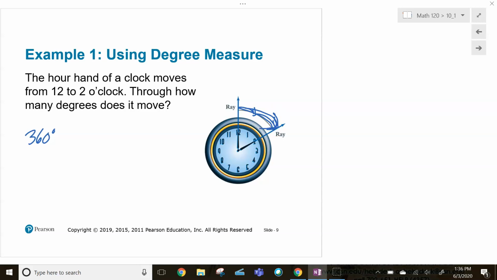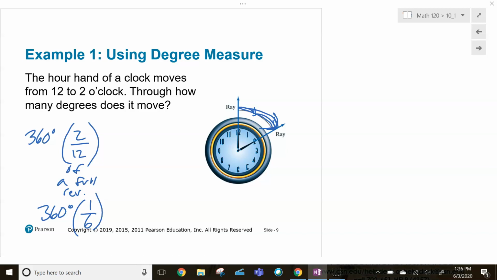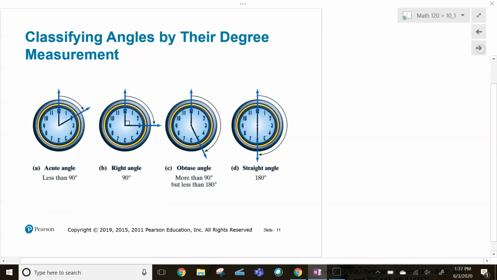So we went 2/12 of a full revolution. A full revolution is 360 degrees, and we're just taking a sixth of that, 2/12. And so this ends up being 60 degrees. This is a 60-degree angle, a sixth of a full rotation.